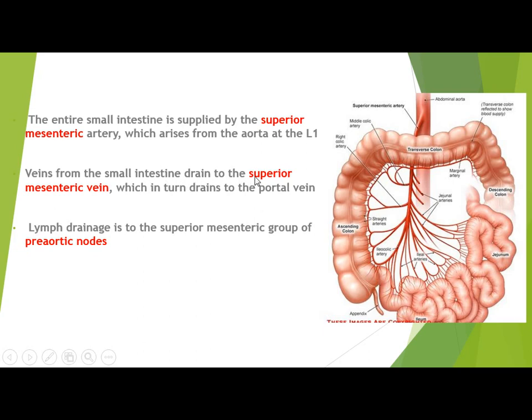The veins drain to the superior mesenteric vein, which drains to the portal vein. The lymph drainage is to the superior mesenteric group of the periaortic nodes.